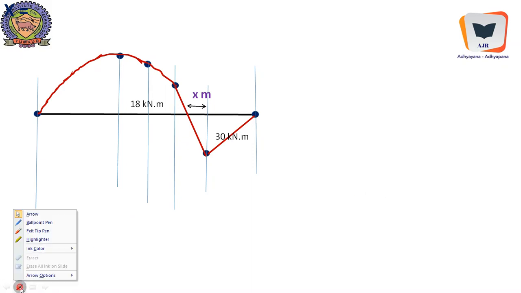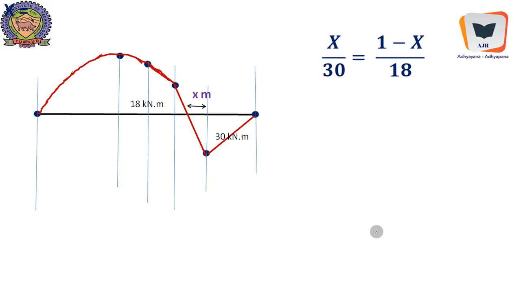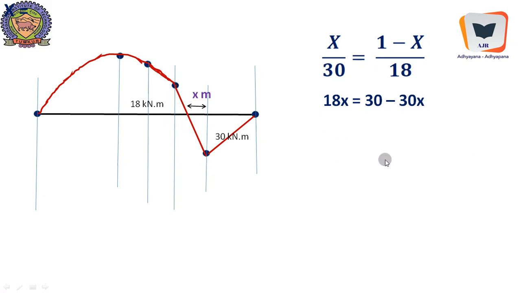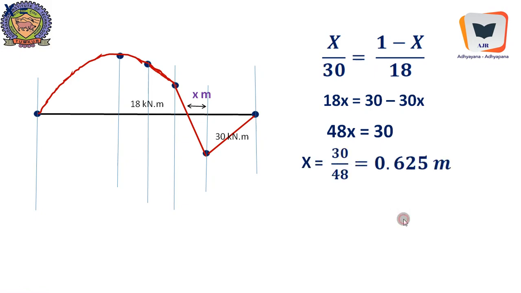And this is a straight line once again. This should be corrected. It should be made a straight line. It is not a part of the parabola. The parabola starts from over here. Therefore we will compare the similar triangles. x over 30 equal to 1 minus x over 18. The positive ordinate over here, from here till here, is 18. Therefore we will make use of this similarity in these two triangles, and we will compute the x value. The x value happens to be, upon solving, 0.625 meter.